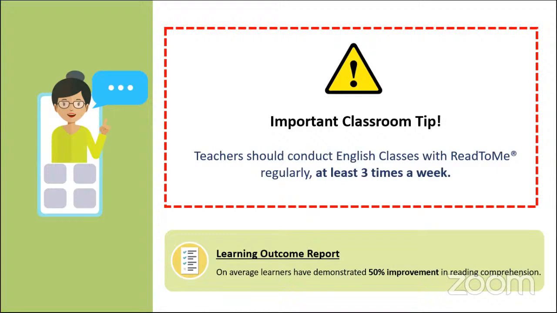The key learning outcomes of an English class are that every child should be able to, number 1, recognize words in the textbook and read correctly. Number 2, improve comprehension, that is, understand what they are reading. Number 3, improve vocabulary over time. And number 4, improve pronunciation and fluency. And ReadToMe helps achieve all these objectives.